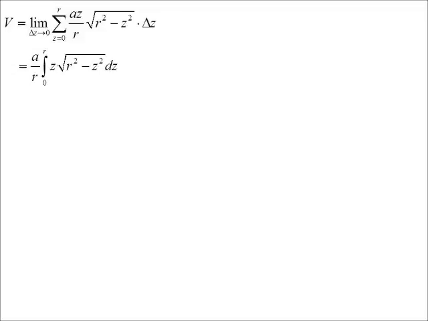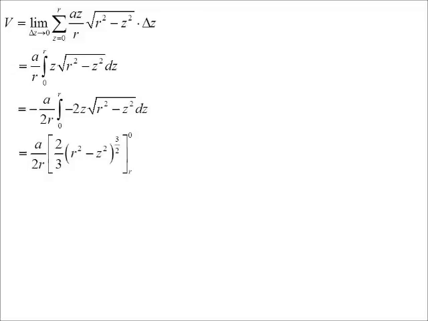Well, I can create the derivative out the front here, and we'll end up with derivative times function to the power of n. So there's my derivative, minus 2z to balance it out. I've also got minus and divided by 2 out the front. Derivative times function to the power of a half. Add 1 to the power, 3 on 2, over the power, so times by 2/3. Substituting in 0 to R, and there we go. There is our volume.